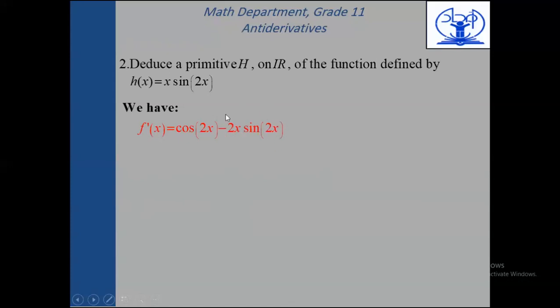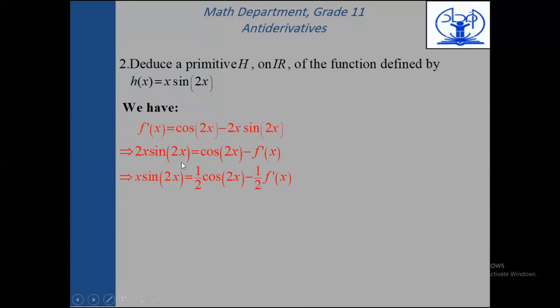So the first thing to do in such problems is to isolate the quantity I'm asking you to integrate. I'm asking you to integrate x sine 2x. Here it is, but isolate it. Write it alone. Take it to the left. So 2x sine 2x is nothing but cosine 2x minus f prime of x. Consequently, x sine 2x is half, each term is divided by 2, half cosine 2x minus half f prime of x.